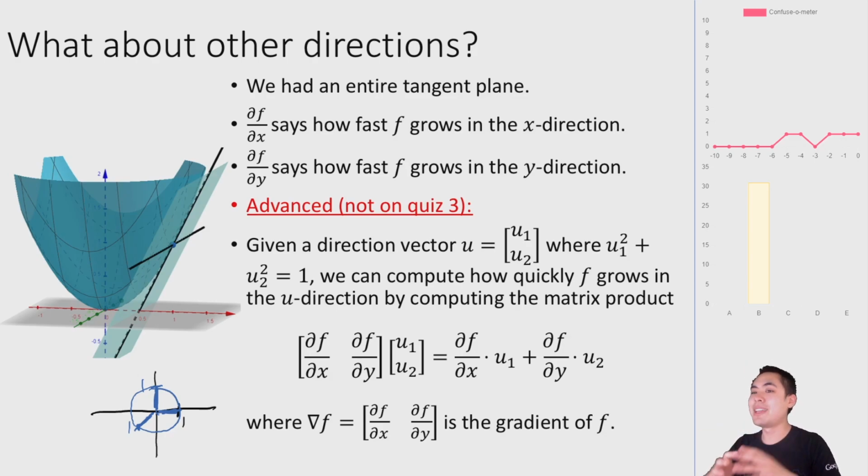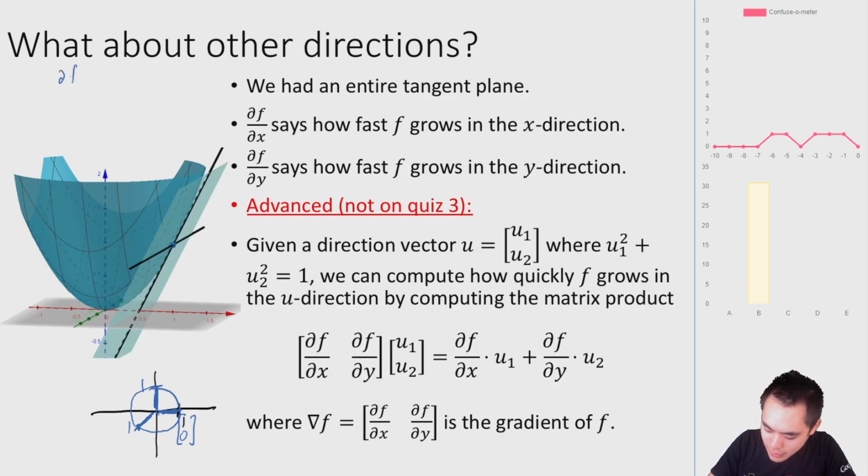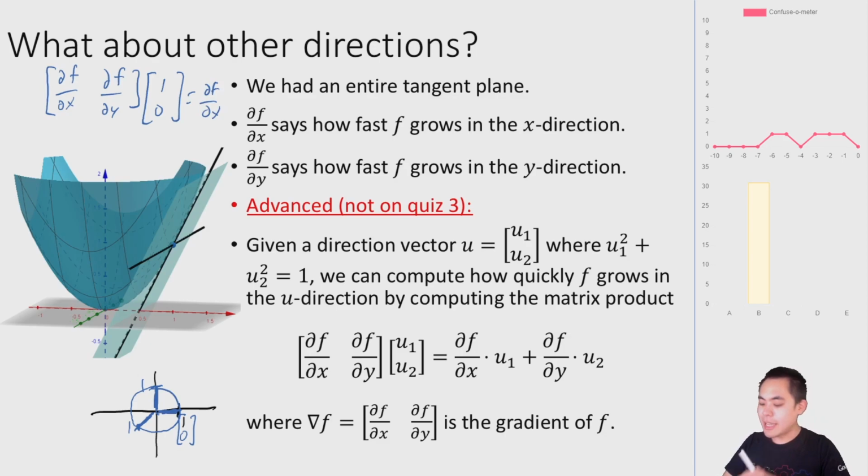So the gradient is like the derivative in any direction. You combine these 2 directions, and then when you multiply it by a direction vector, it gives you the derivative in any direction. So if you think about it, remember this vector here is the vector 1, 0. If you multiply df dx, df dy by the vector 1, 0, you just end up getting df dx again. So in the x direction, you multiply by the vector 1, 0. In the y direction, you multiply by the vector 0, 1. And by any other direction, you can still multiply by that direction, and you get the derivative in that direction.